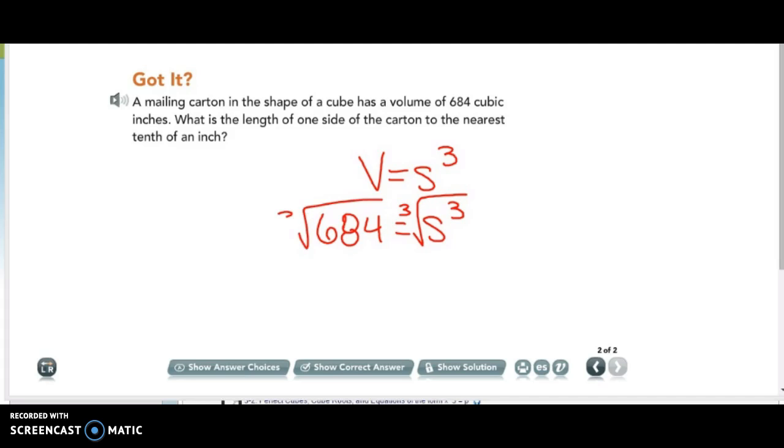sides. And when I do that, I'm going to get 78.46018098. That got a little messy. So here it tells us to the nearest tenth of an inch. So this is my nearest tenth. The 6 says give it a shove. So I'm going to have 78.5 inches for this particular mailing carton.